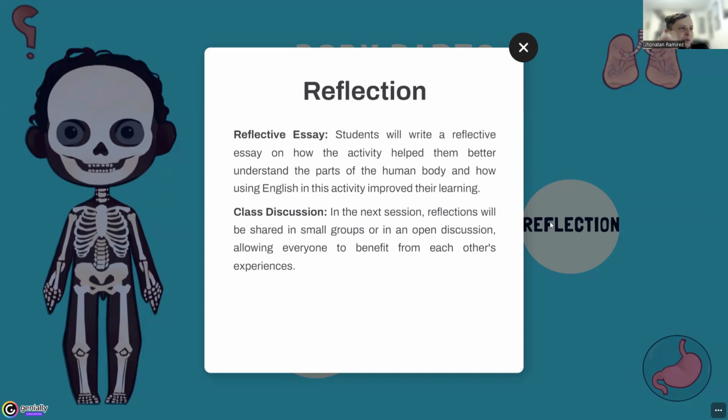And finally, if we are talking about the reflection, we will have two possibilities. They are able to write a reflective essay, a paragraph, a composition, whatever they want, in order to express what they learned and what they understood in the explanation of the human body parts. Or the second idea that I propose is a class discussion, where they share in couples or small groups what they learned, what the advantages of learning this topic were, and so on.